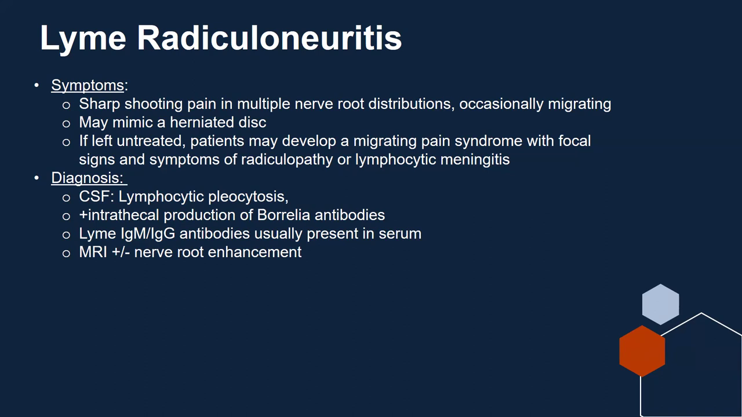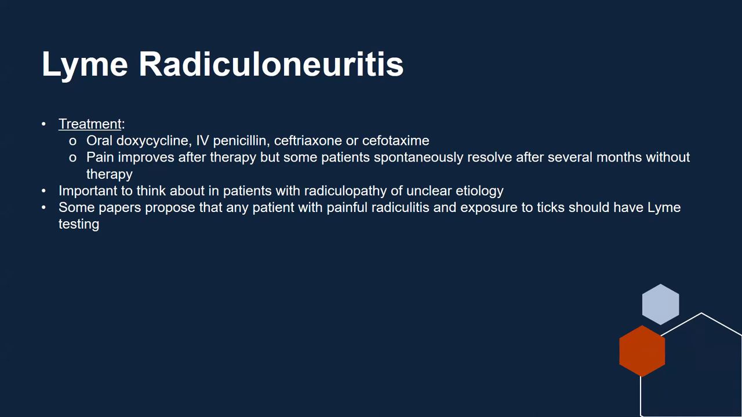The treatment consists of oral doxy, IV penicillin, ceftriaxone, or cefotaxime. Pain typically improves after therapy. However, some patients do spontaneously resolve months after the initial infection without ever receiving therapy. And some papers and studies propose that in patients with polyradicular signs and symptoms, Lyme disease should be considered, particularly in endemic regions, at the right time of the year, including spring through autumn, when you know people are outside and ticks are more active.